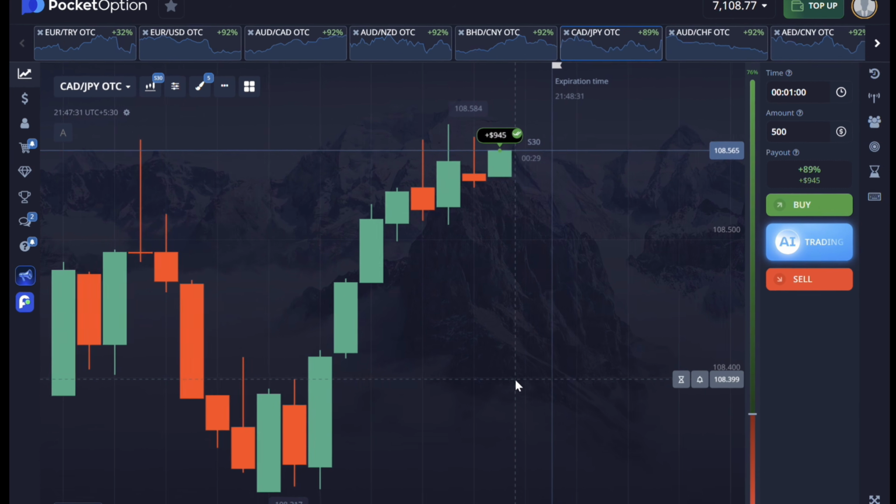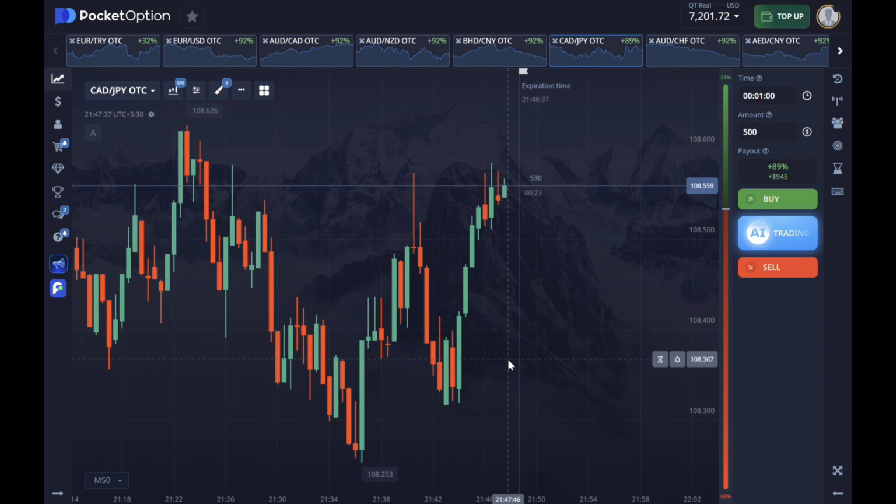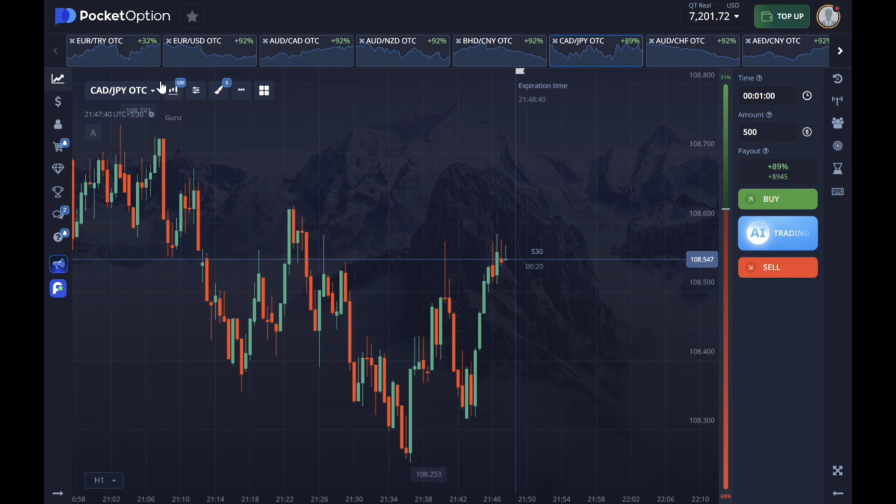Okay guys, so here our trade has been booked and we've secured a profit of $945. This was our second trade. Now let's see by changing the chart further.